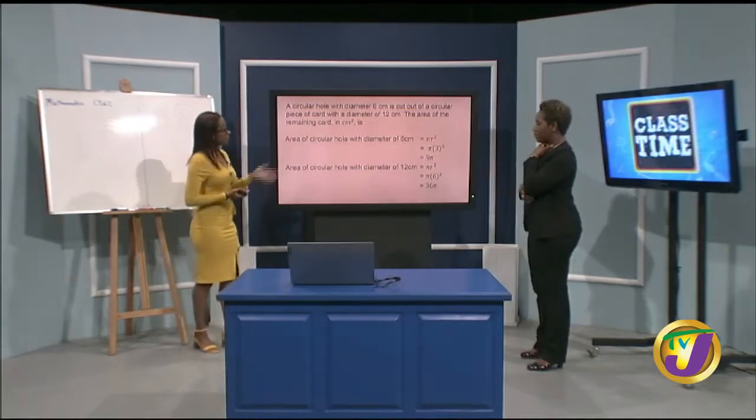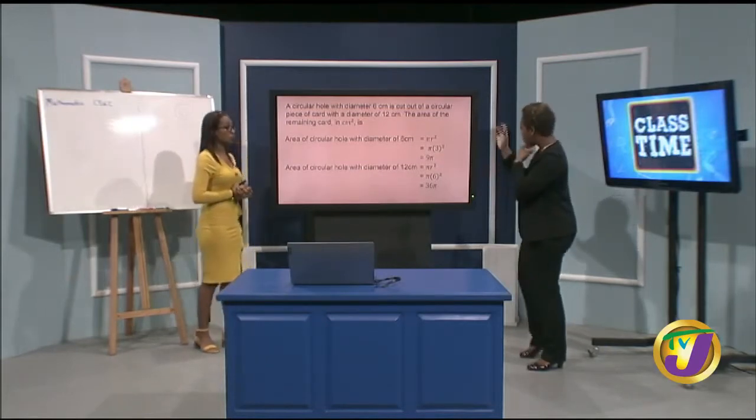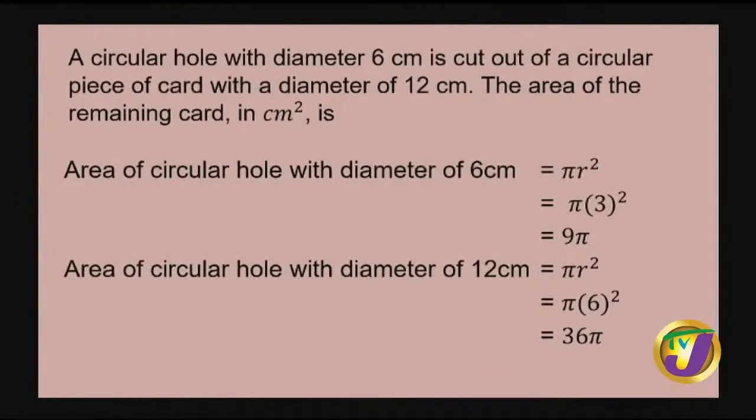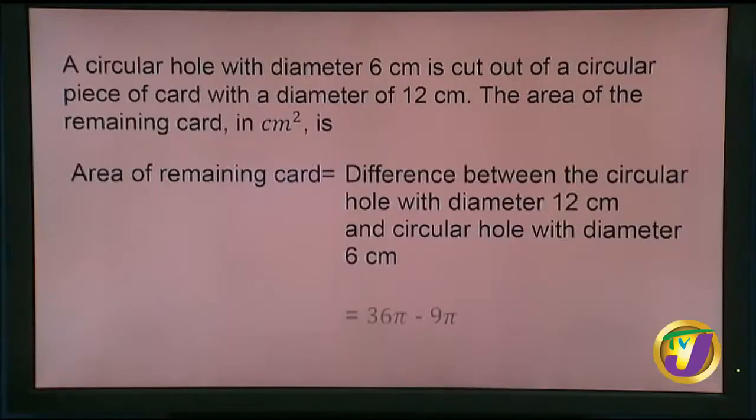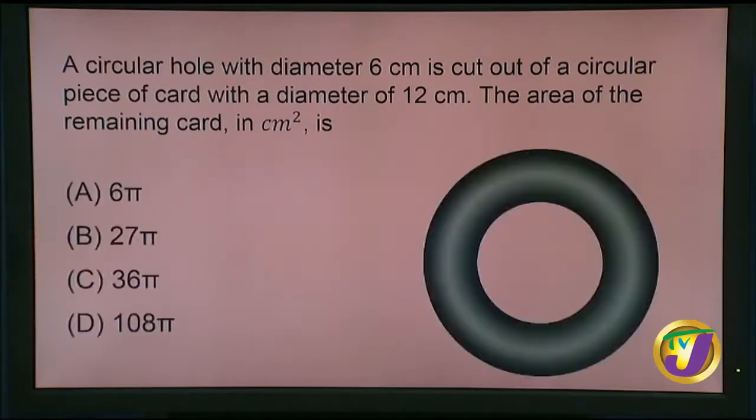But is that our answer? No, we're not finished. They cut out the smaller piece from the big one, so we're going to subtract it. That means the area of the remaining part is the difference between both the areas: 36 pi minus 9 pi, which leaves us with 27 pi.